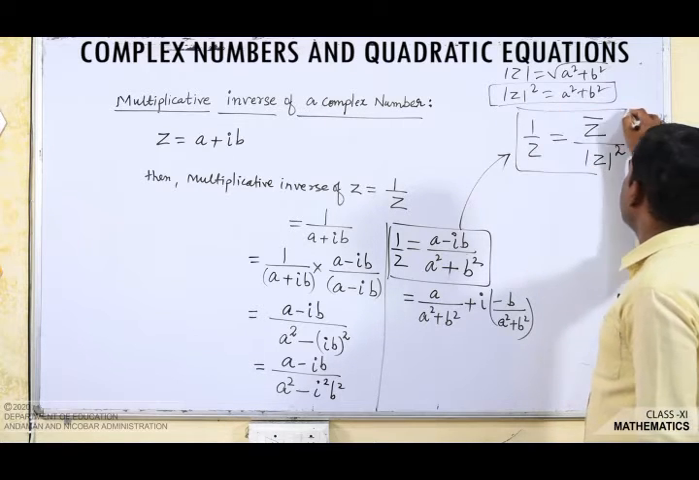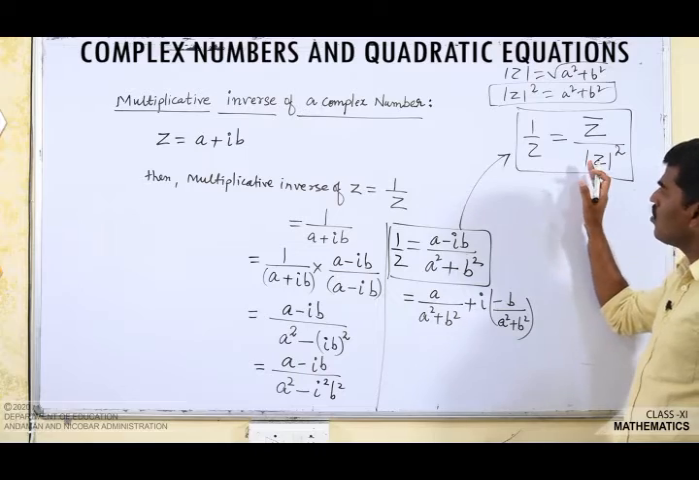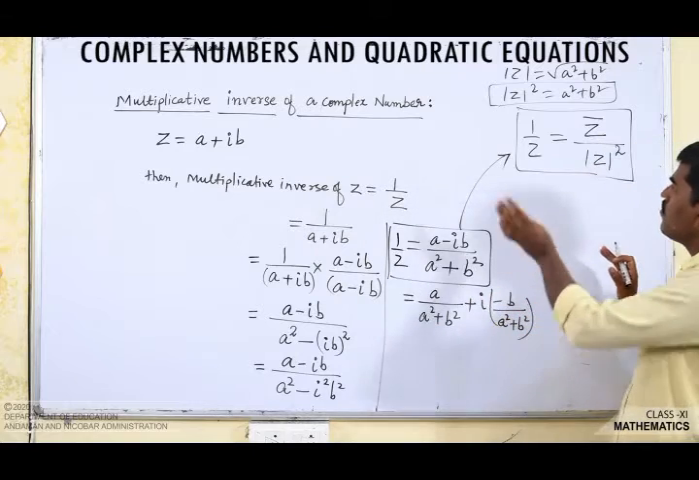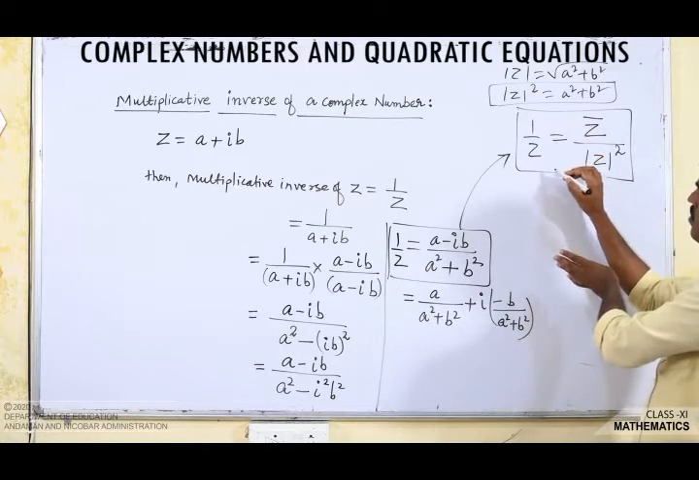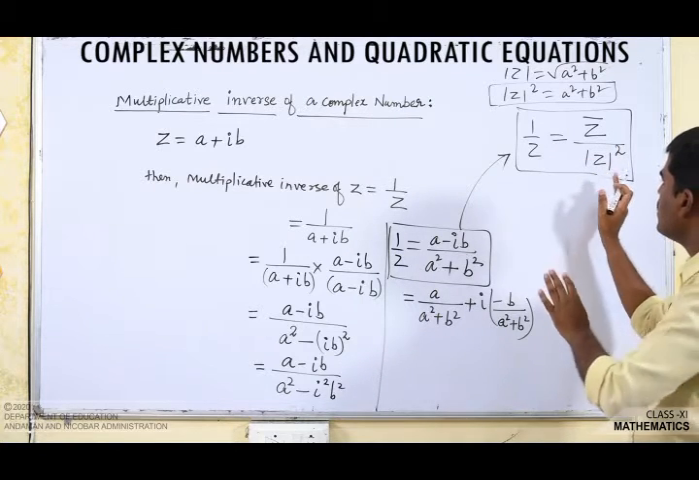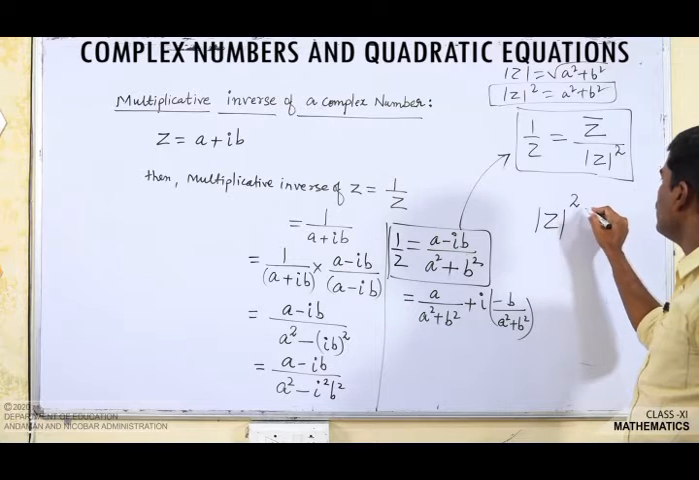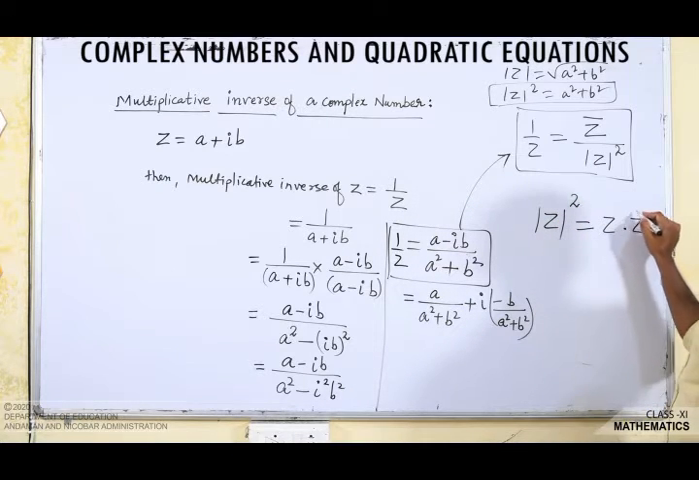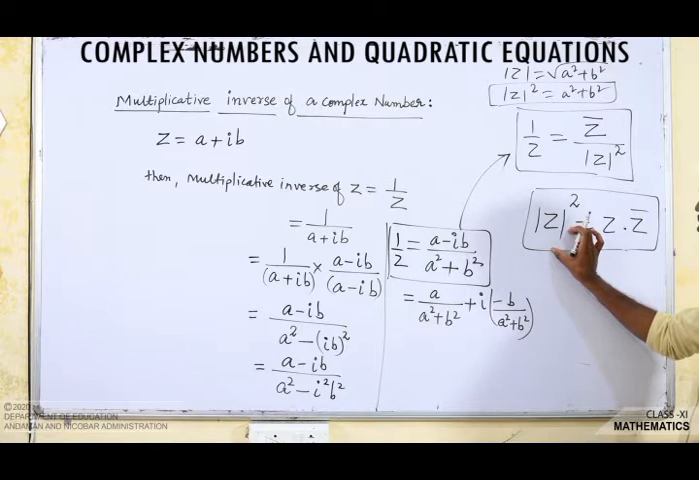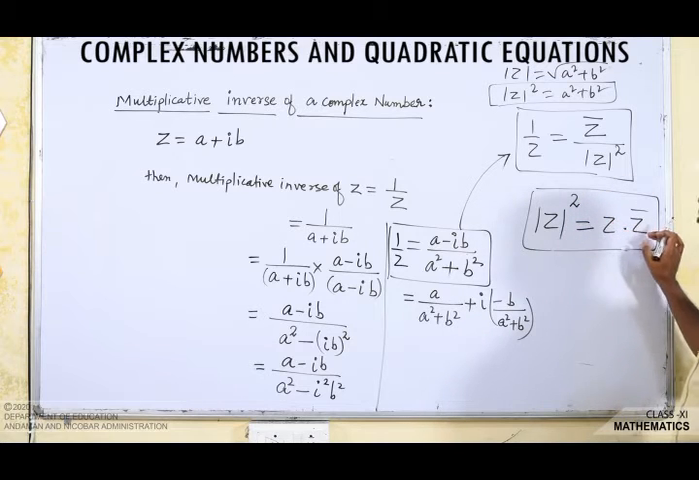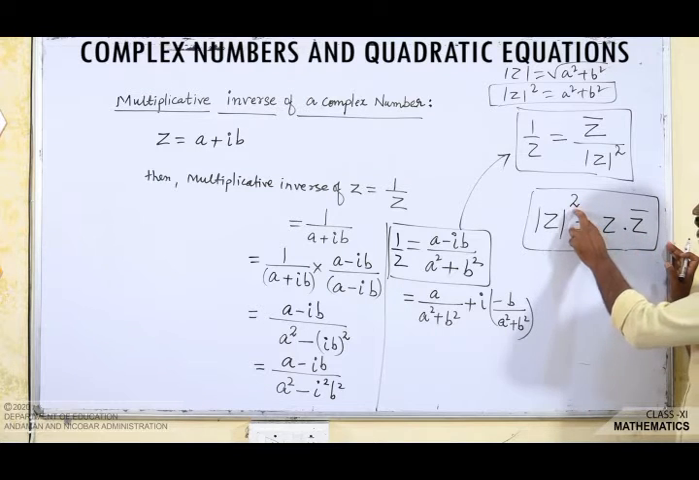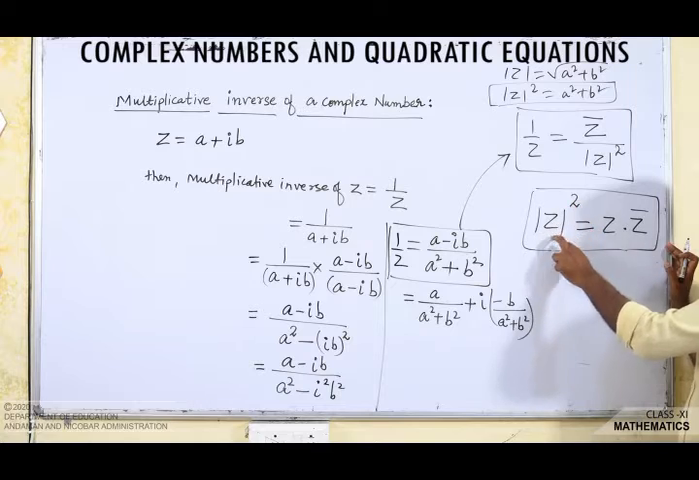This multiplicative inverse formula you can also remember. Anyhow, we can process in this way also to find the multiplicative inverse. So here this 1 by z can be written as z bar divided by mod of z square. There is also a result that mod of z square can be written as z into z bar. That means modulus of z whole square equals z into z bar. That means if we multiply any complex number and its conjugate, we will get the square of the modulus of the complex number.